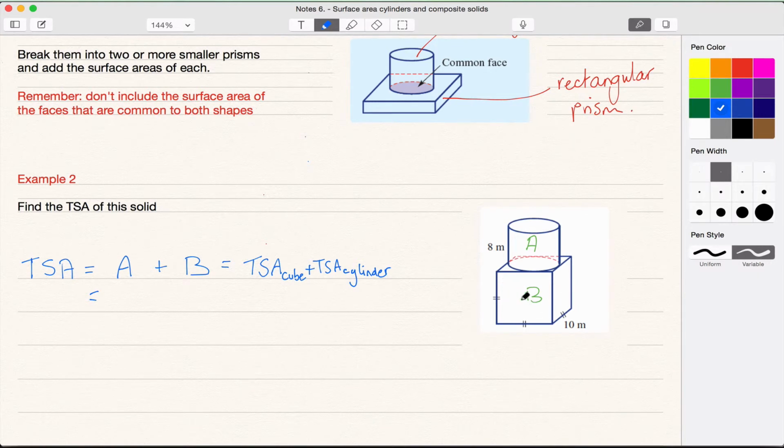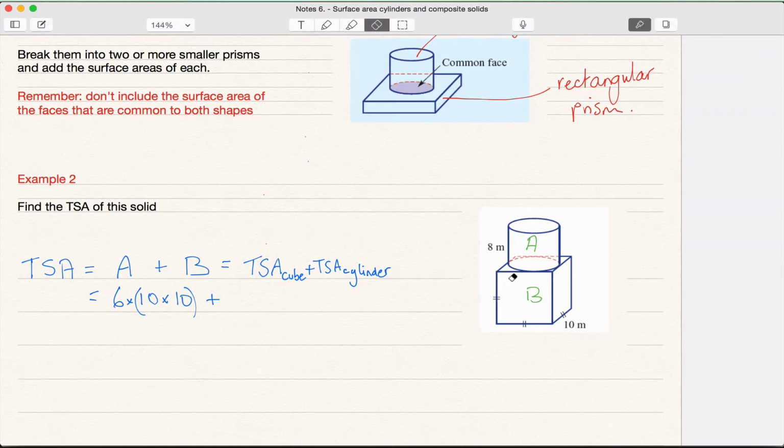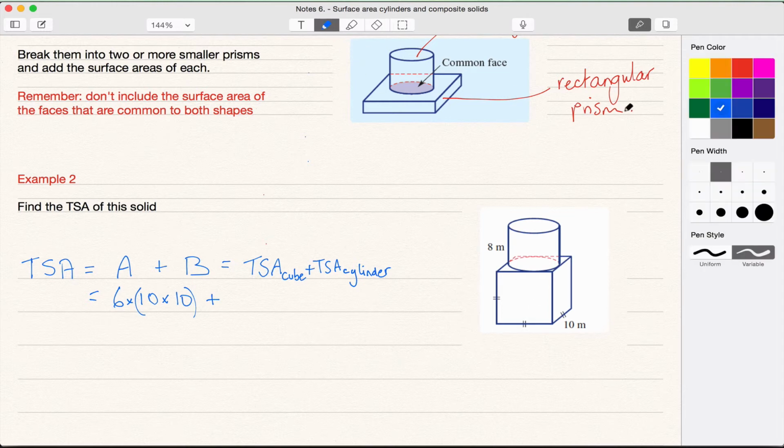Total surface area of the cube is going to be, cubes are pretty cool because every side is the same. There's going to be 6 sides like a dice. So it's going to be 6 times 10 times 10. Easy. So that's A. B. Oh, I've swapped them around. A is the cube, B is the cylinder.